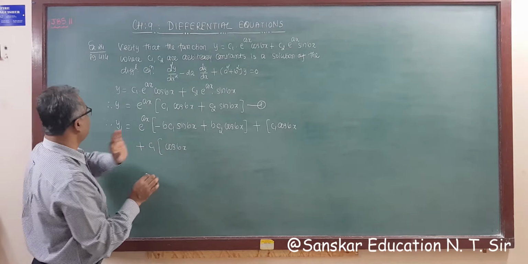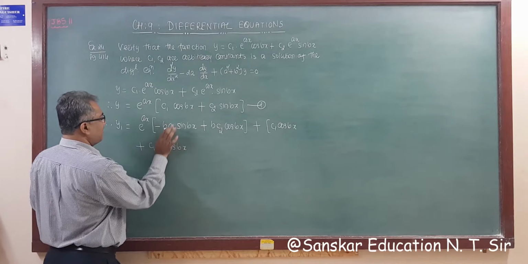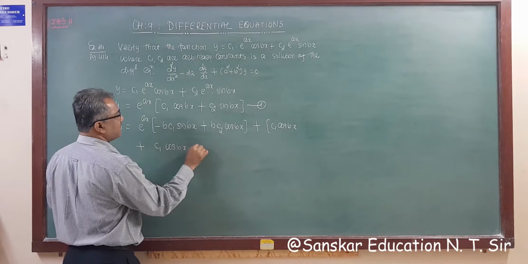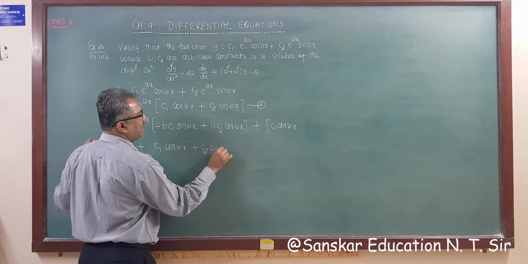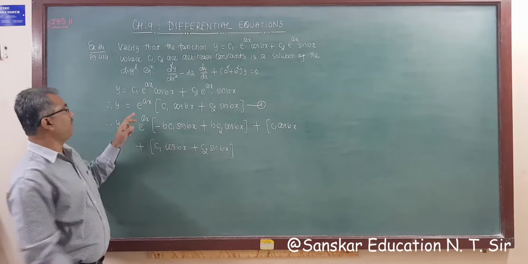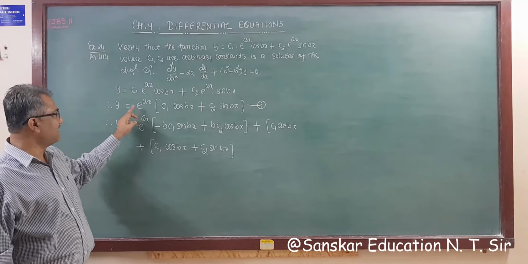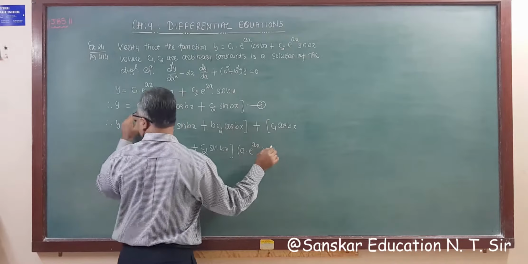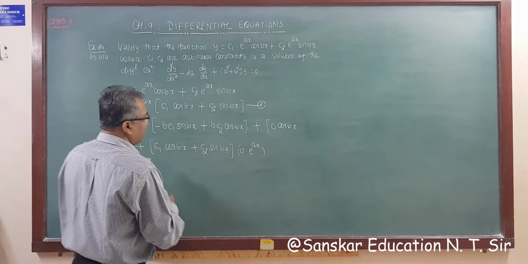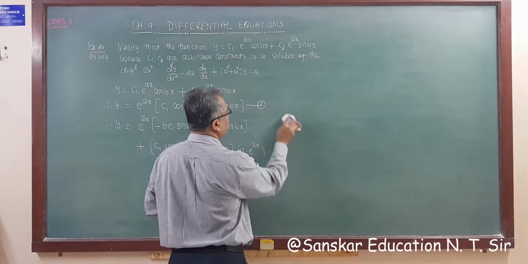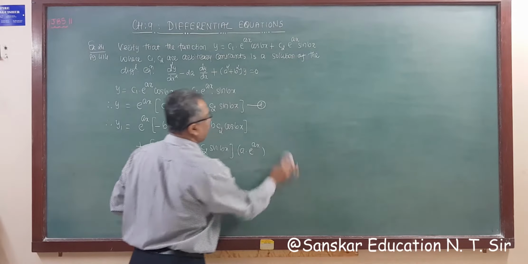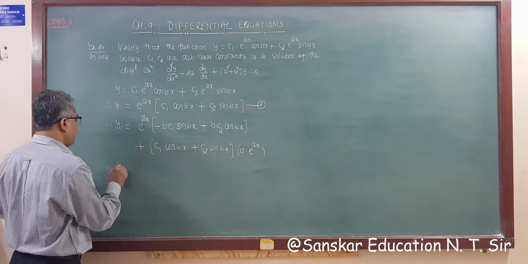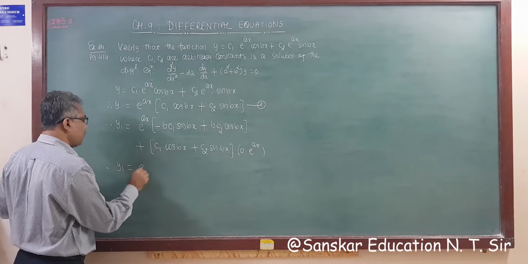Plus, keeping this as it is, c1 cos bx plus c2 sin bx, and the derivative of e raised to ax is a into e raised to ax. The other term we don't require, otherwise it makes a problem, so I have to remove it. Got it? Now taking b common from here, what we get? y1 is equal to.